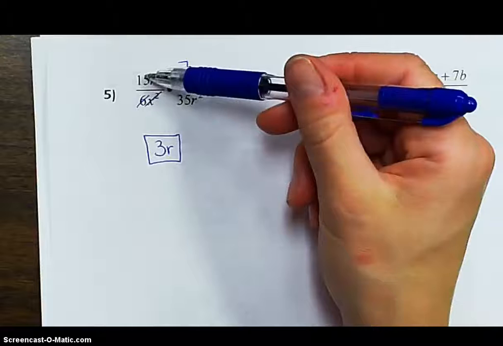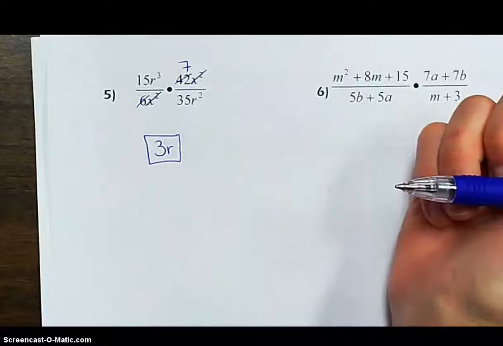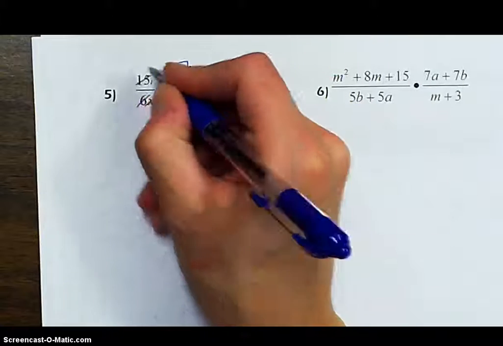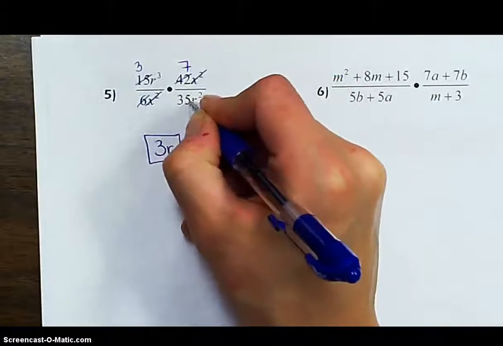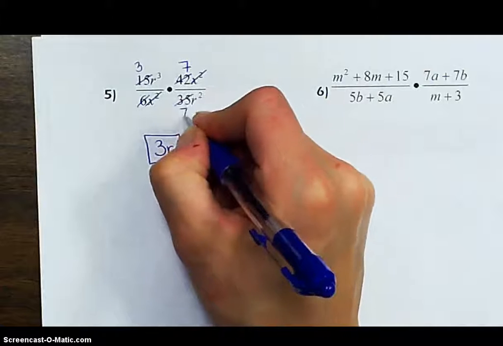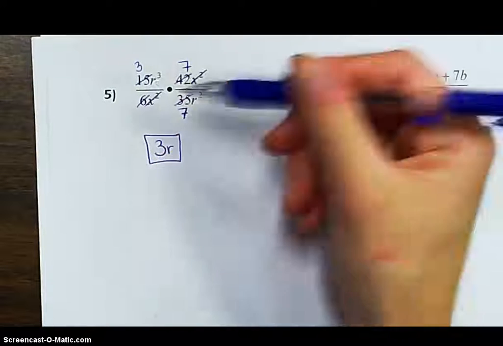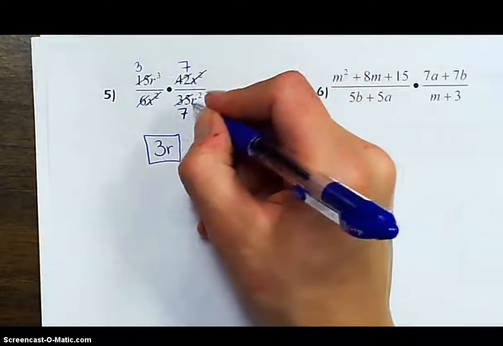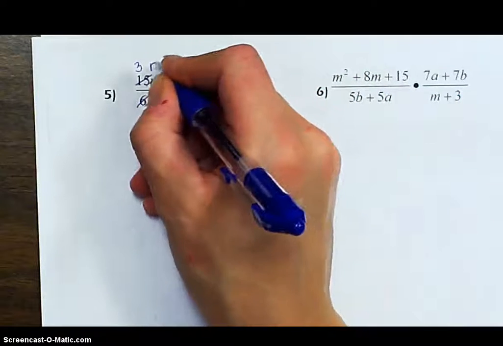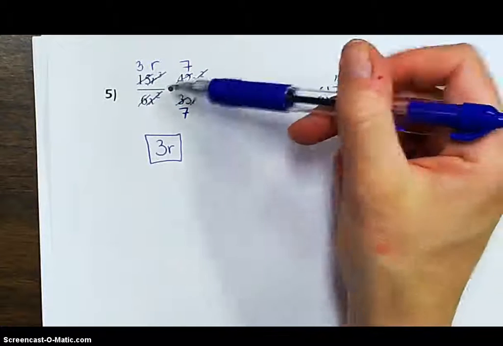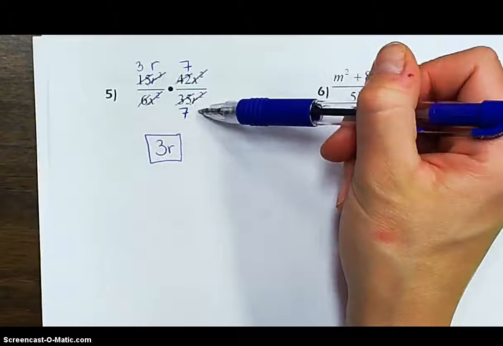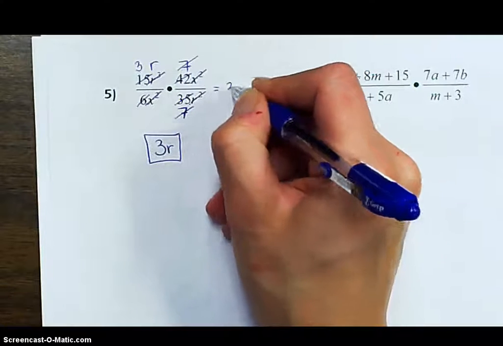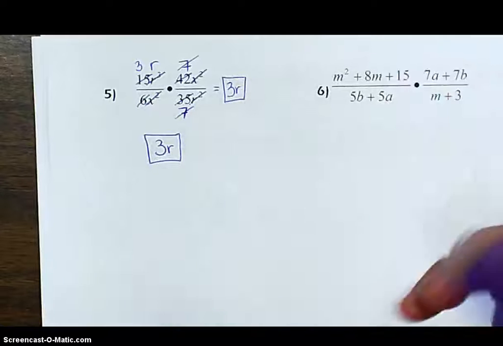Now if I look over here, I have 15 and 35. Both of those are divisible by 5. So I'm going to divide both of these by 5. 15 divided by 5, we're going to get 3. 35 divided by 5, we're going to get 7. Then I have r to the 3, r squared. So there's 2 r's in the bottom, there's 3 on the top, so we can cancel out at least 2 of them. We're left with just r. But now look what happened. We have a 7 in the numerator and a 7 in the denominator, so we can now cancel those again. The 7 cancels with the 7, and we're left with just 3r.